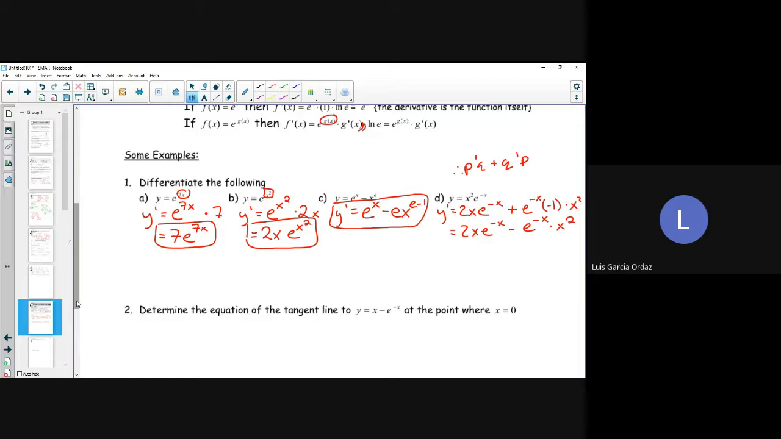So now I can factor out x times e to the negative x, and I'm left with 2 minus x, which gives me x times 2 minus x over e to the x. So that would be my derivative.